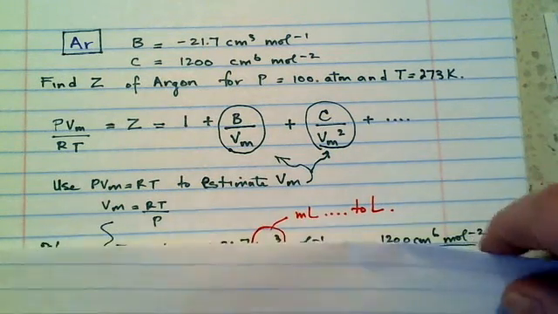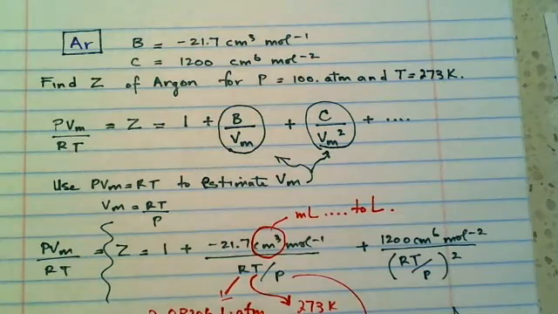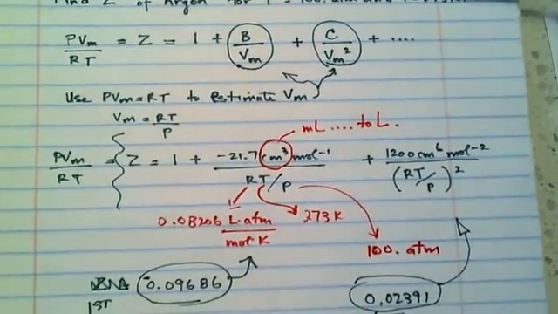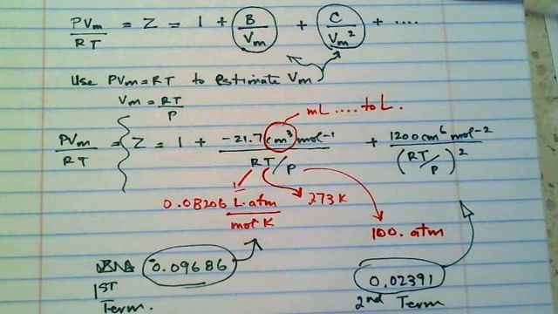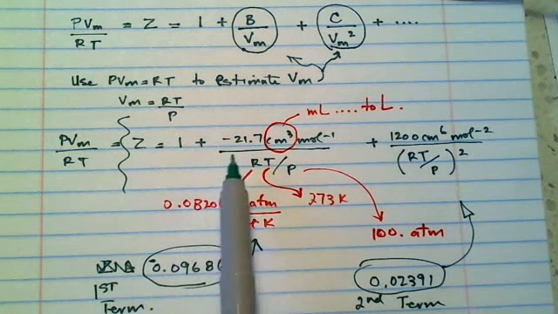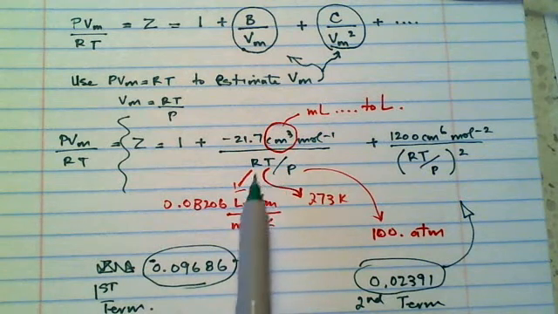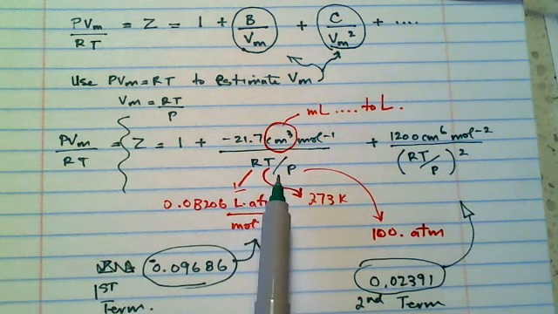And then I'll put in my numbers. So let me just uncover the rest of this and we'll go through it as a solution. Okay, so 1 plus, my B value was a minus 21.7 centimeter cube per mole, and now I have RT over P on the bottom.